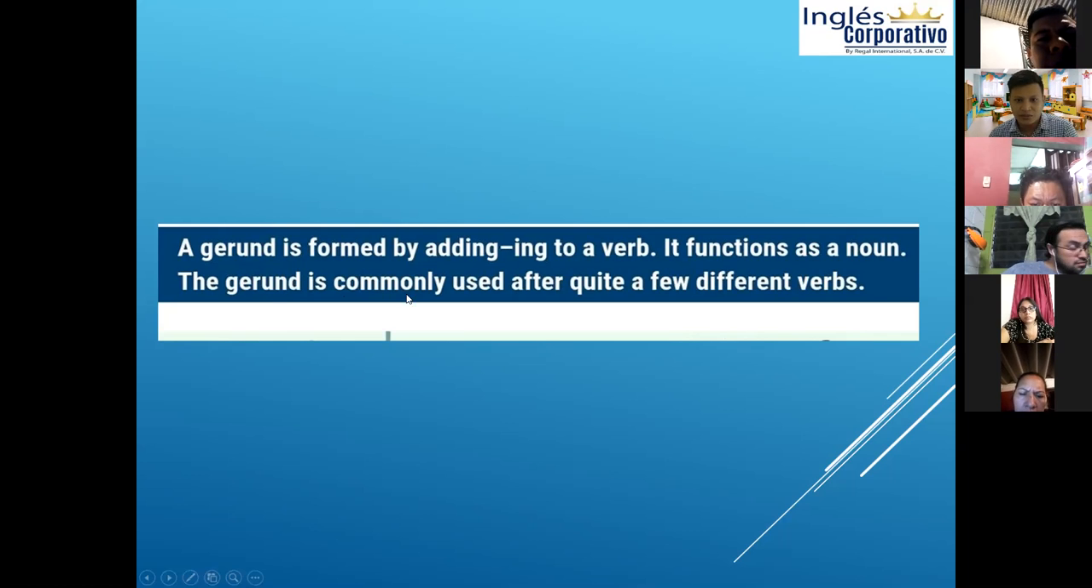The gerund is commonly used after quite a few different verbs. Y en algunas ocasiones el verbo se va a utilizar de diferentes formas cuando tenemos algunos verbos como like, hate, enjoy, dislike, don't like, and so on, right?